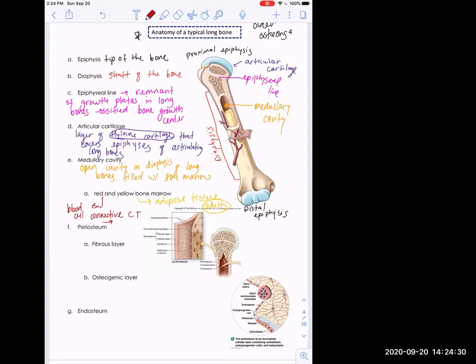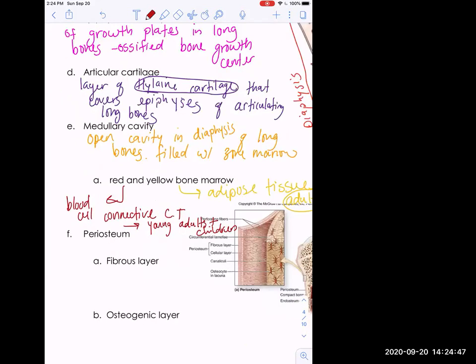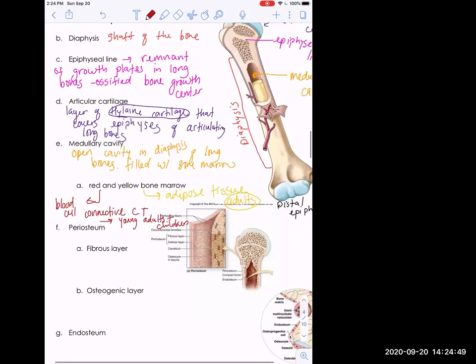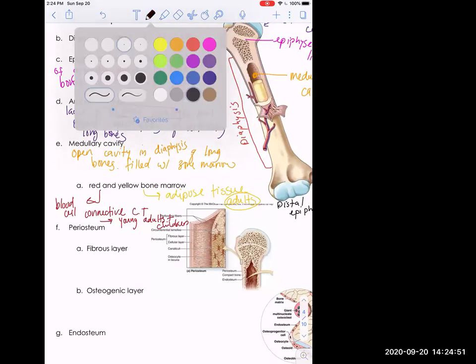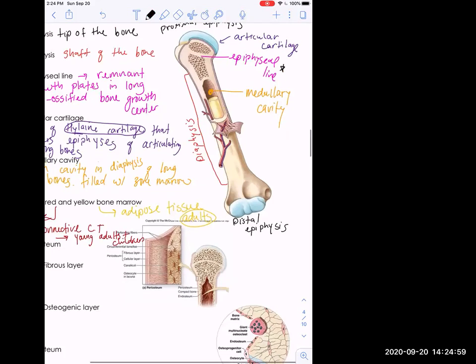Red bone marrow is found in the medullary cavity in young adults and children. Okay. So in this image, you can tell that this is an older person's bone for two reasons. One, notice the epiphyseal line indicating that the growth plate is fused, which means this person has stopped growing in height. And the presence, of course, of yellow marrow here.